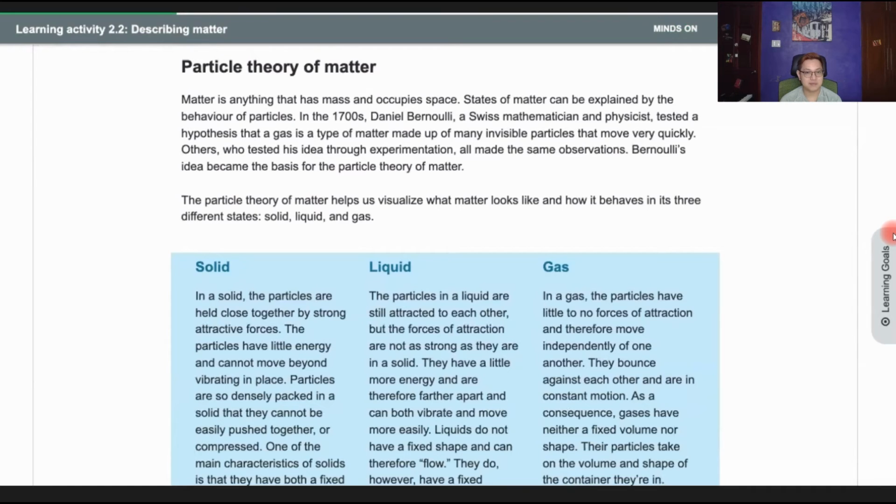Now, let's continue. Particle theory of matter. Three common states.